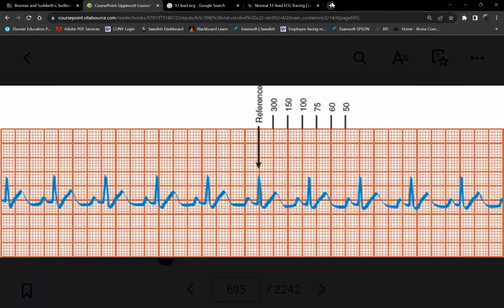you can look at your textbook on the determining heart rate section. It tells you to count small boxes or big boxes. So if one small box is 0.04 seconds, how many small boxes are there in 60 seconds? 60 divided by 0.04. There are 1,500 what? Big or small boxes? Small boxes.